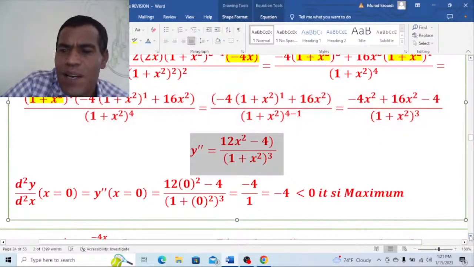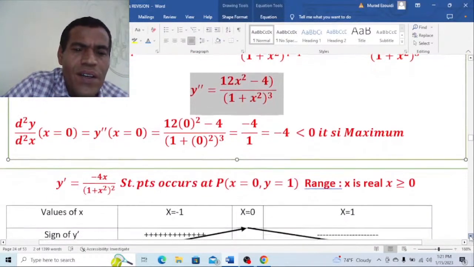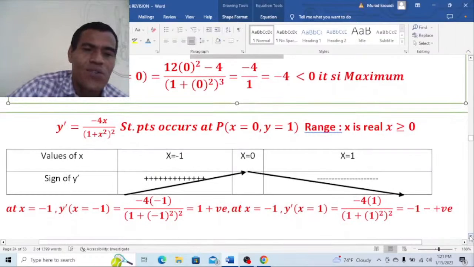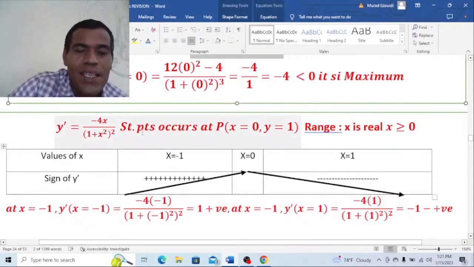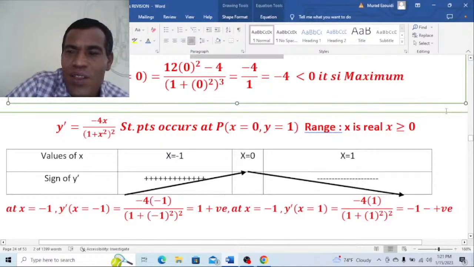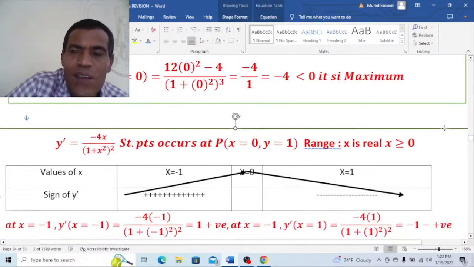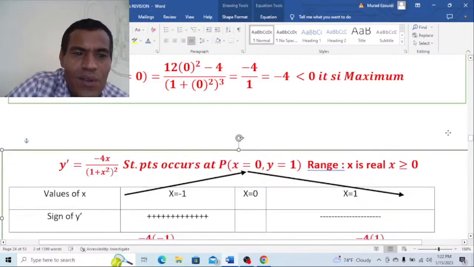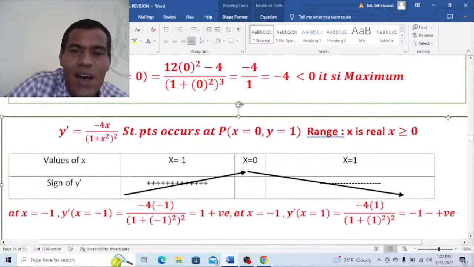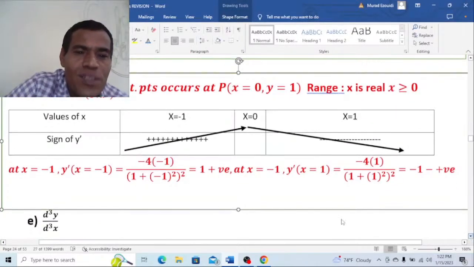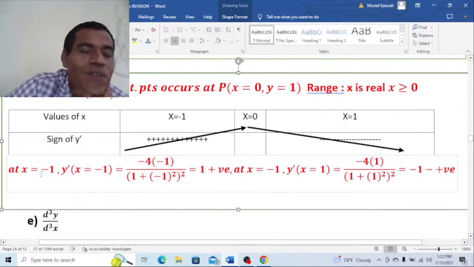Now we move to the next part. As a conclusion, y dash equals negative 4x over (1 plus x squared) all raised to the power 2, and a stationary point occurs at x equals 0 and y equals 1. Therefore, the question here is to find the range. Find the range for values of x for which the function is a decreasing function. Therefore, learners, I will here use the first derivative of the function.